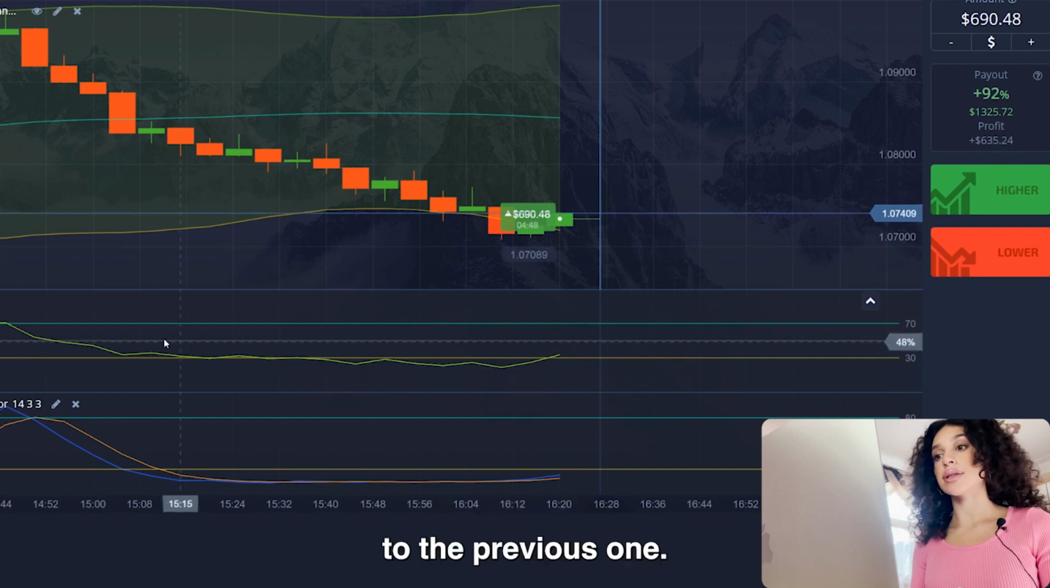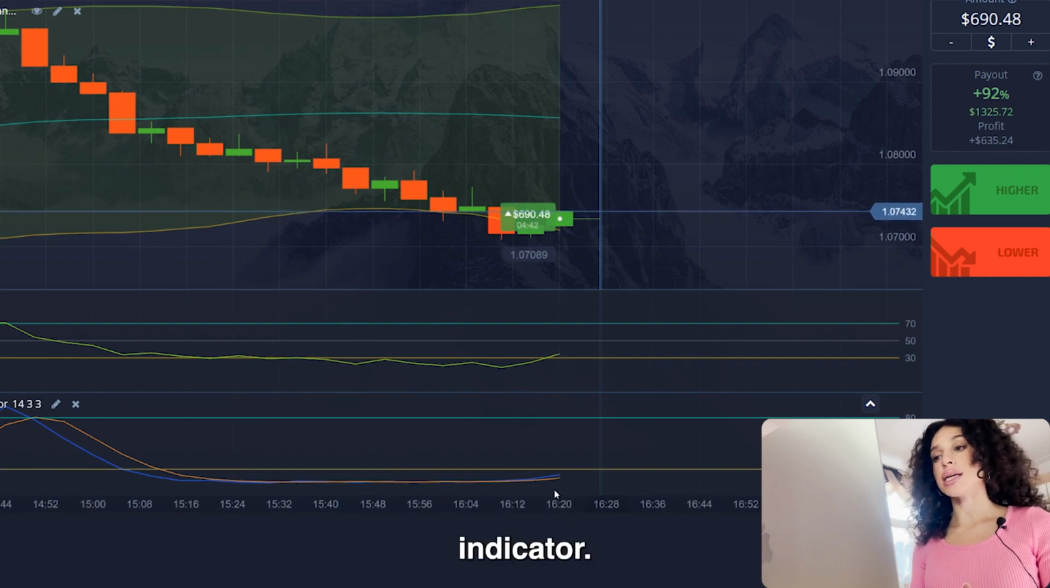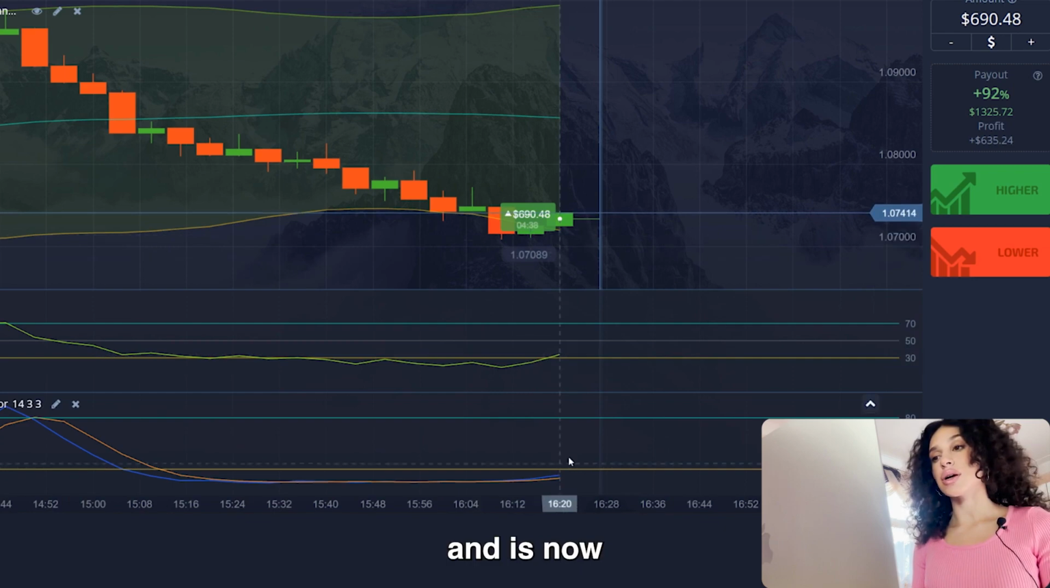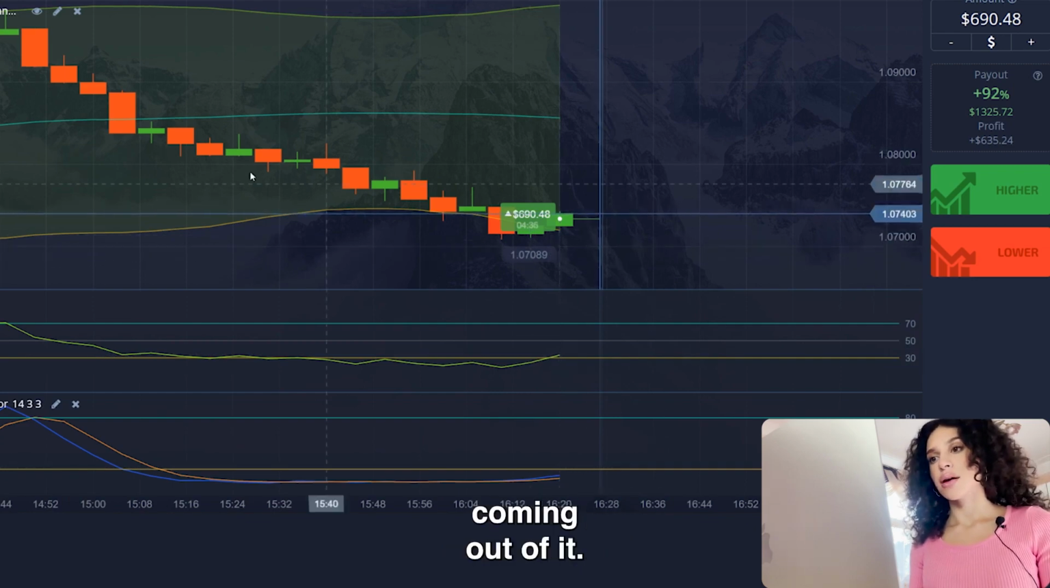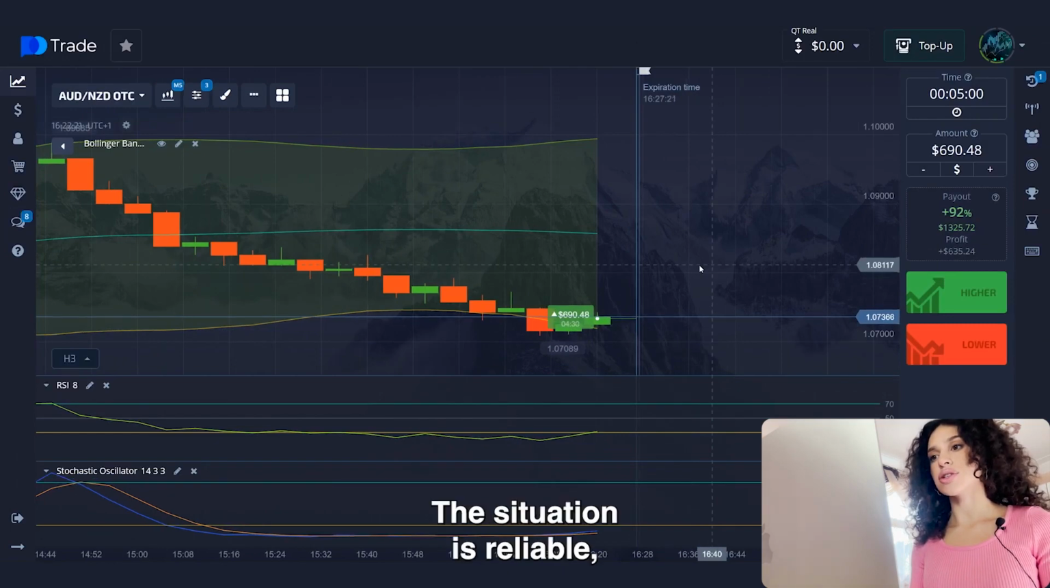The situation is similar to the previous one. The chart has exceeded the limits of the Bollinger Bands. It had crossed the lower limit of the indicator. The RSI indicator line was in the oversold zone and is now coming out of it. The lines of the stochastic indicator cross in the oversold zone. The situation is reliable. All conditions are met.